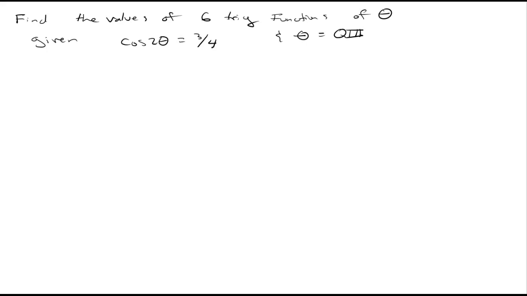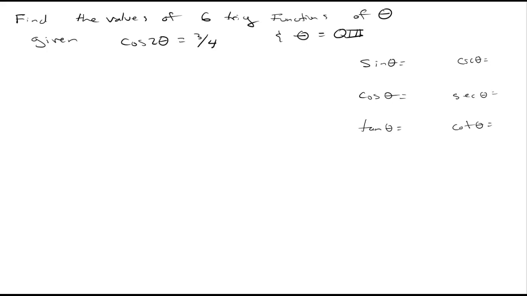Okay, so I need to find all 6 trig functions. So again, what I'm trying to find is sine of theta, cosine of theta, tangent of theta, and then its reciprocals, right? Cosecant, secant, and cotangent. So that's what I need to find. Okay, so how do I go about doing this? Well, I'm going to use one of my identities.